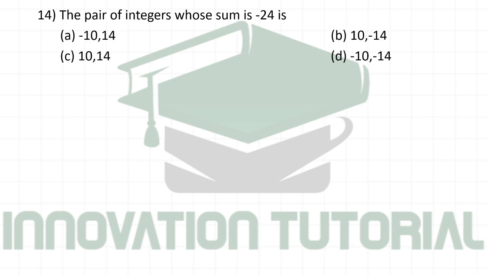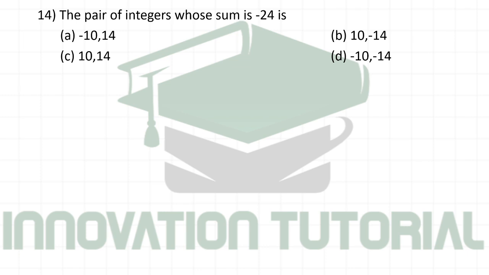So our 14th question is, the pair of integers whose sum is minus 24 is, which of the pair in the following has the sum equal to minus 24? Its options are option A, minus 10 comma 14, B is 10 comma minus 14, C is 10 comma 14, and D is minus 10 comma minus 14. You have to simply add these numbers and tell which option makes the sum minus 24.